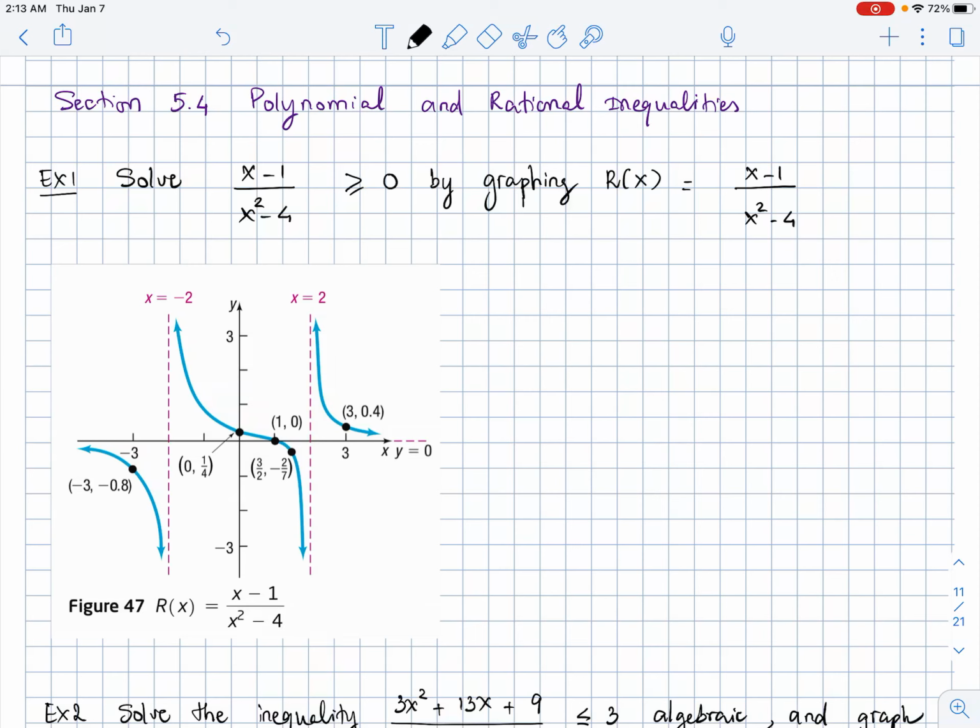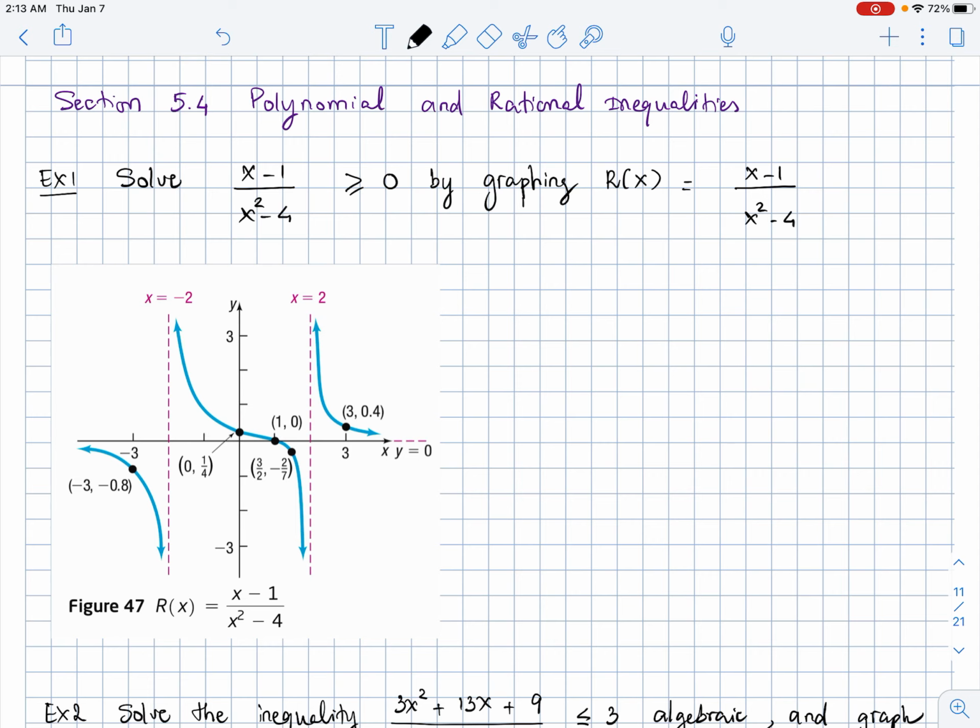Section 5.4 Polynomial and Rational Inequalities. We want to solve the inequality f of x greater than or equal to 0 by graphing f of x equals x minus 1 divided by x squared minus 4. This is example number 1 in section 5.4.